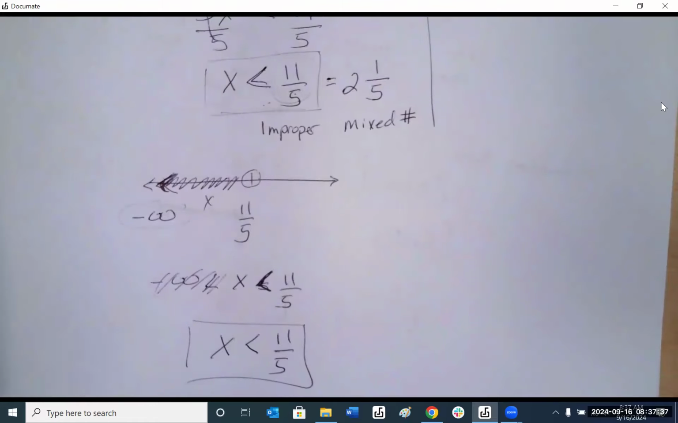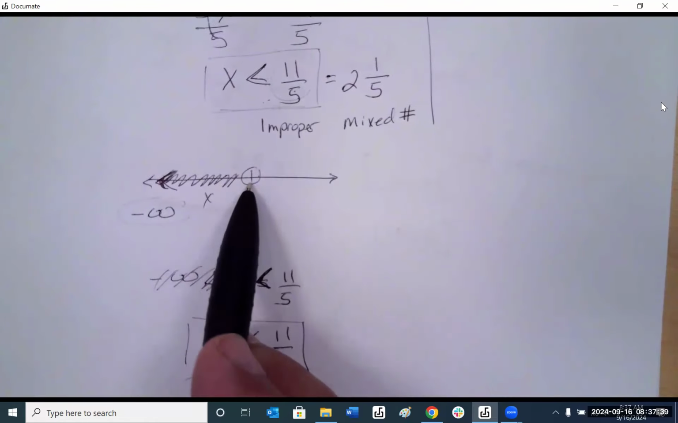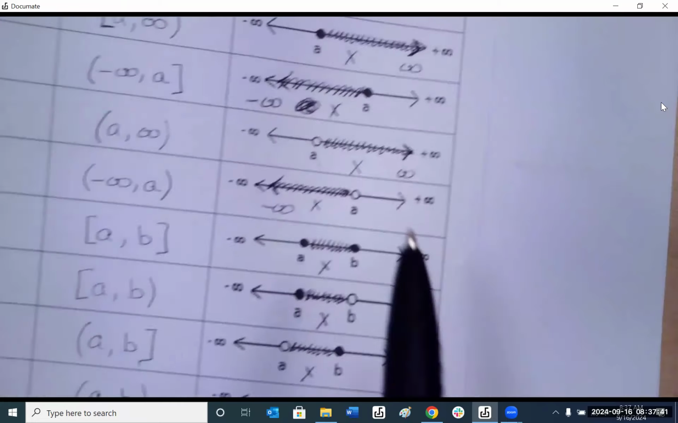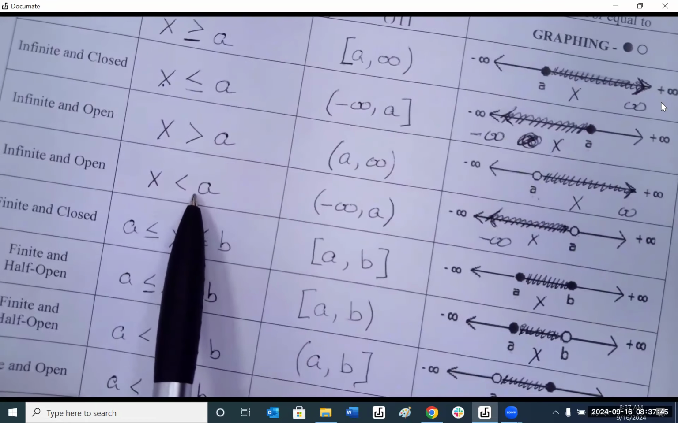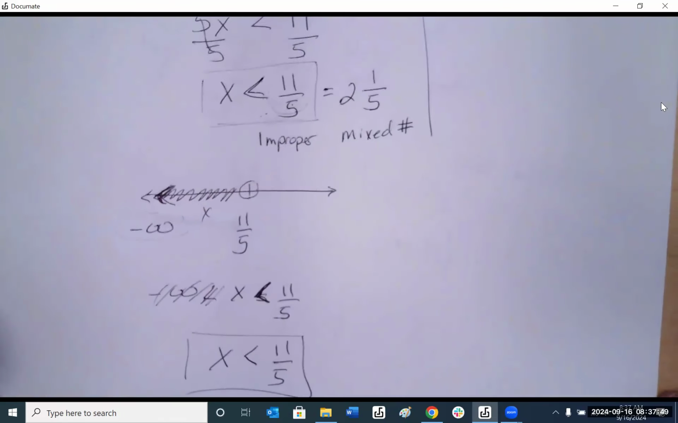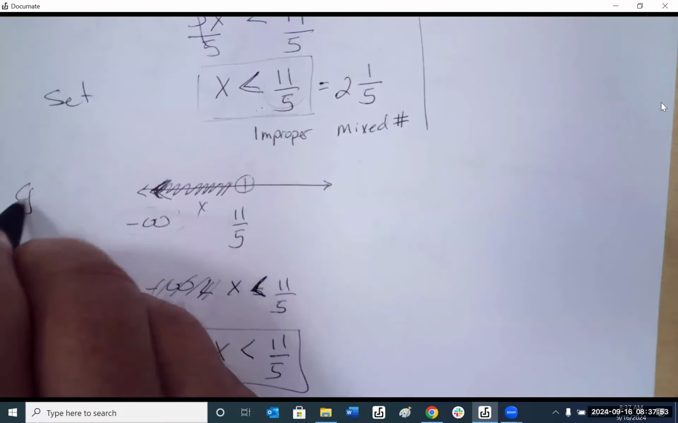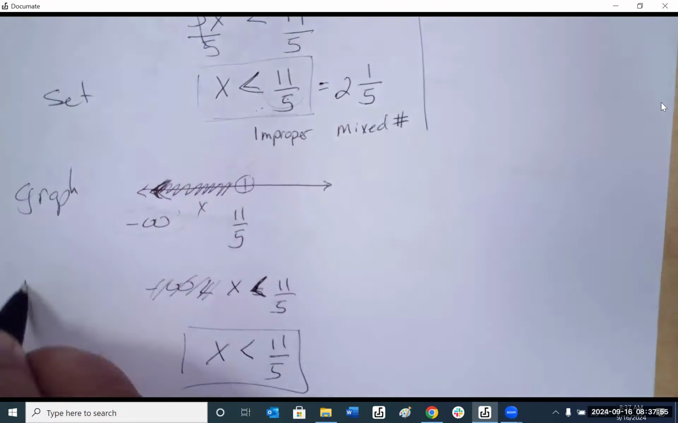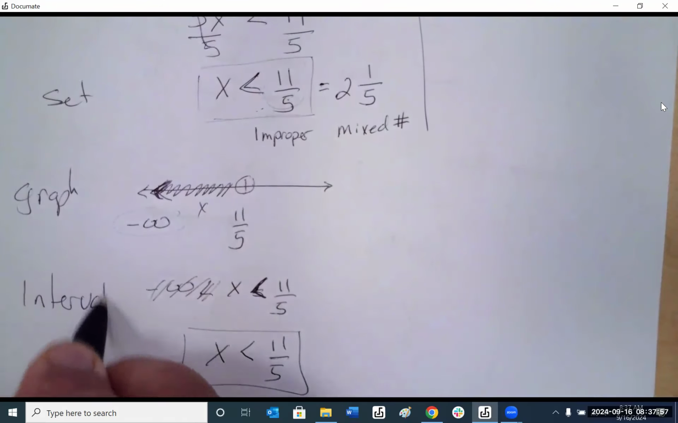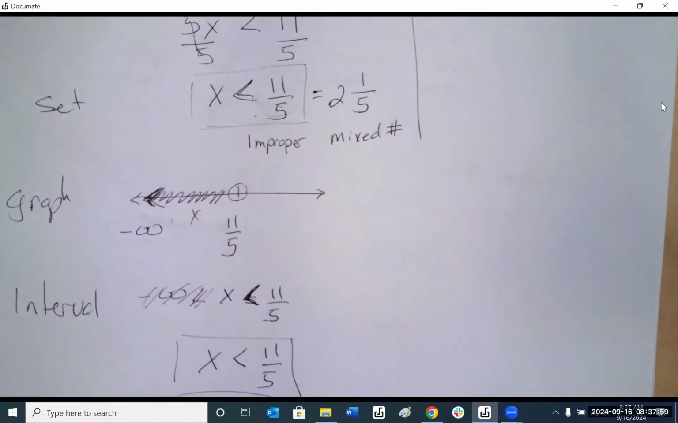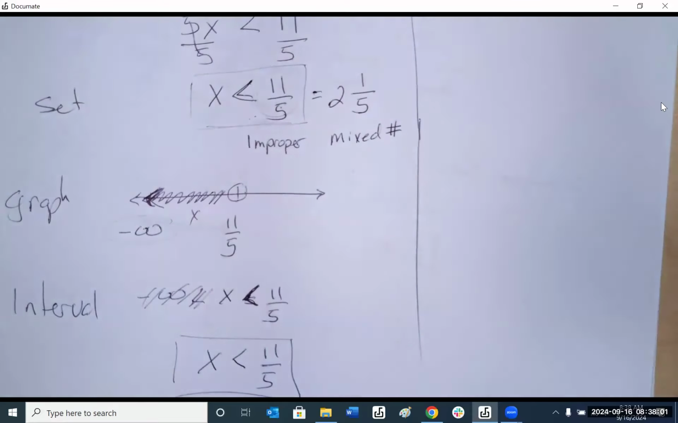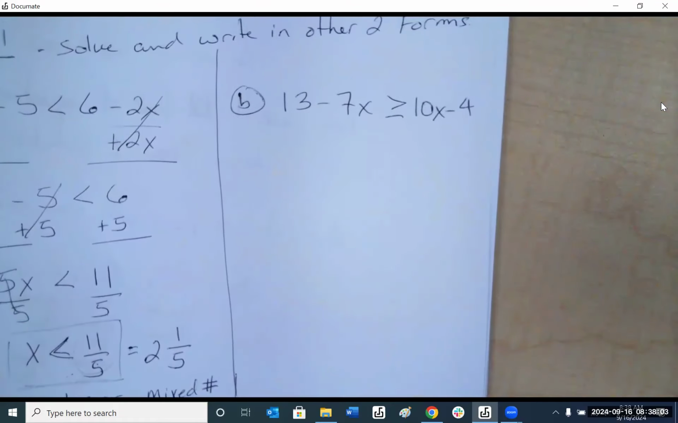If you have trouble with it, the point and it goes to the left, the point and it goes to the left, it should look like this. So this is in set notation, this is the graph, this is an interval. Do the same thing with the other one, B.